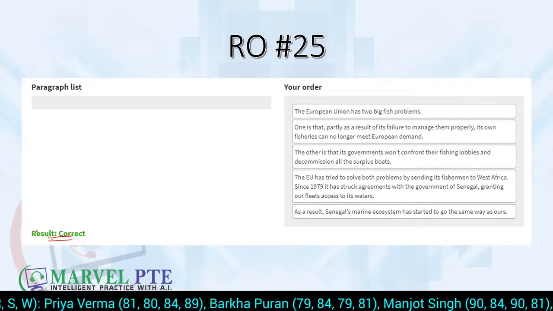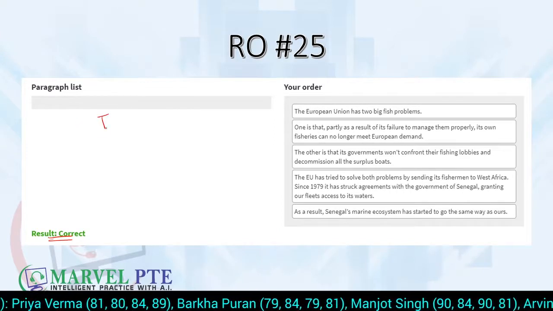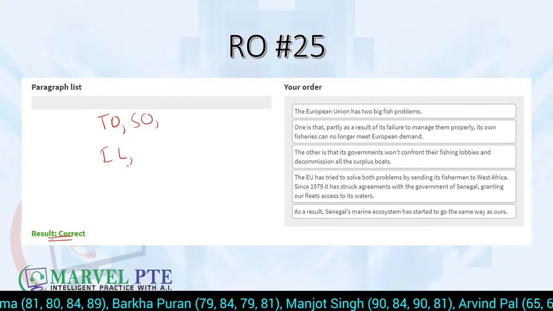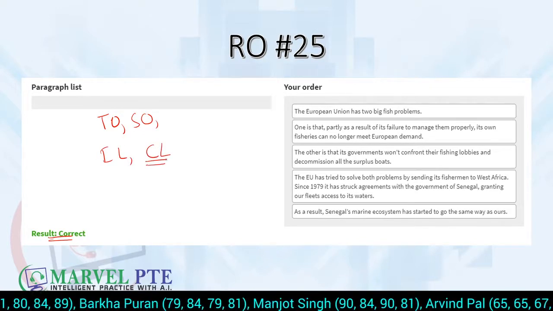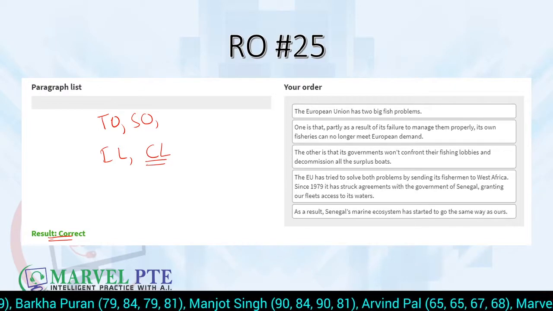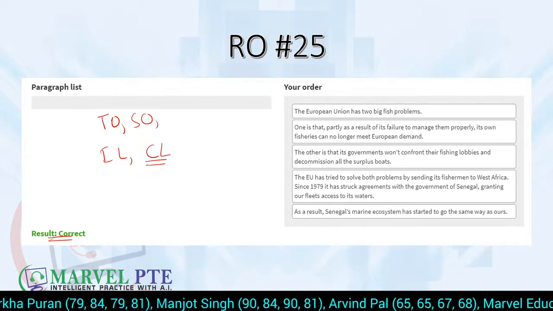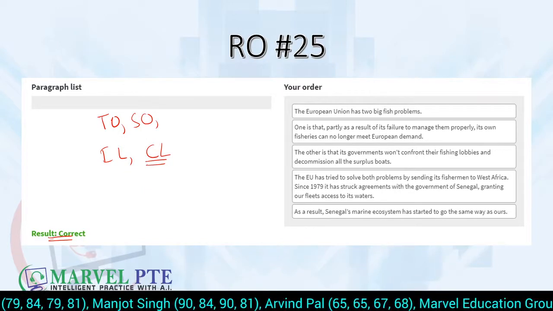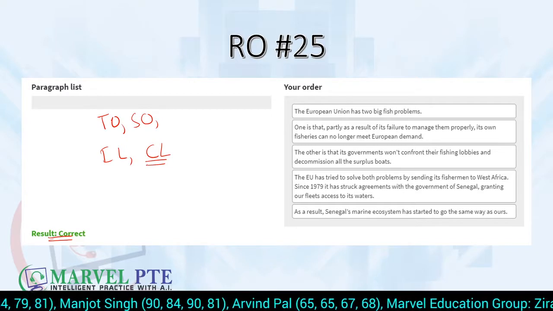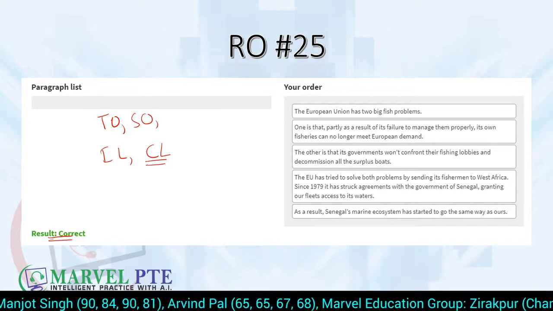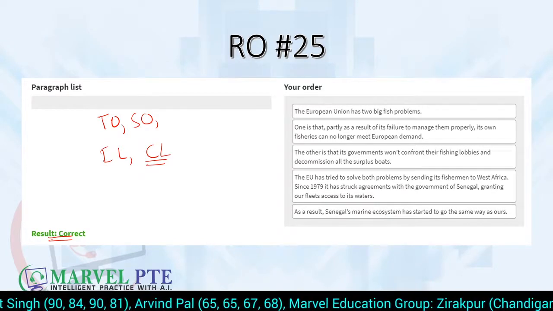So you see, if you know the right strategies, the TO strategy, the SO strategy, and you know how to find the independent line and the conclusion line, things will be very simple and straightforward for you. You do not even have to go through the whole reorder paragraph, and you can quickly solve your reorder paragraphs in a jiffy if you know the correct strategies, the correct tips and the hacks to crack your reorder paragraphs, which we teach to our students.